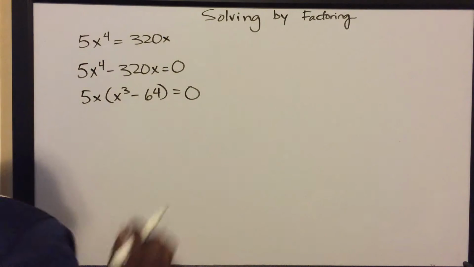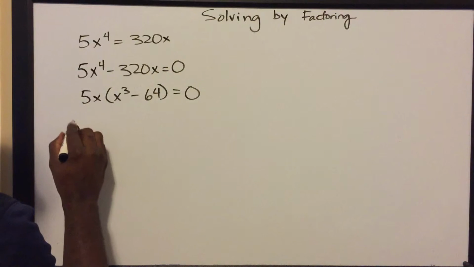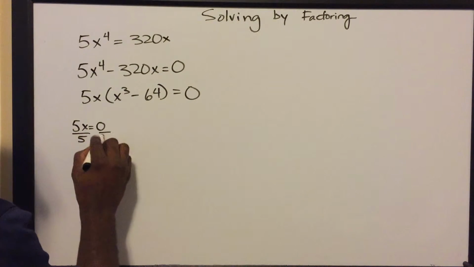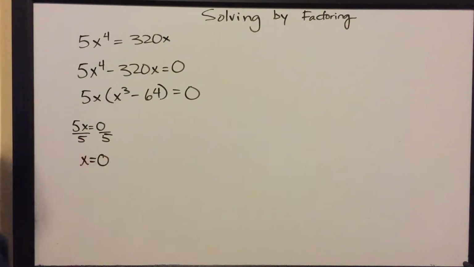So we can set both of these equal to 0. We can say 5x is equal to 0. Divide both sides by 5. x is equal to 0.